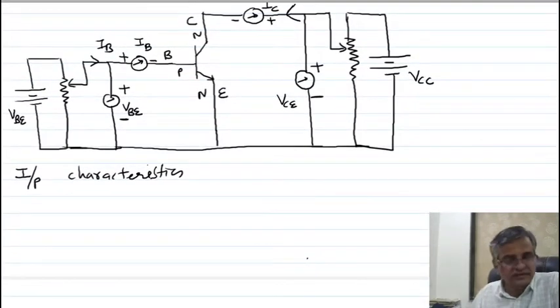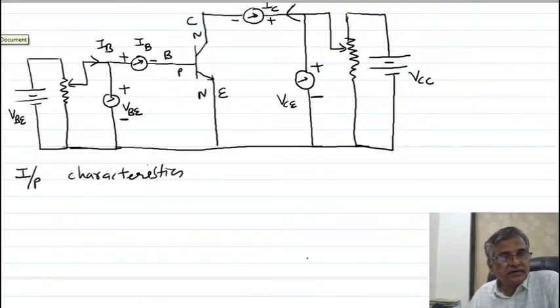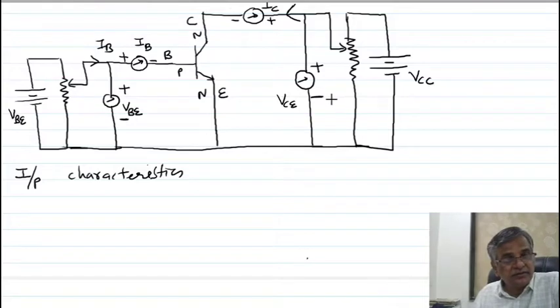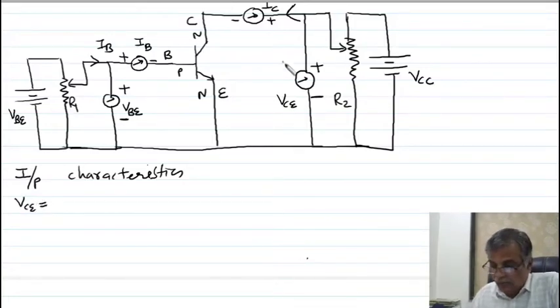Look, the method: how to take the input characteristics? Keep VC voltage fixed. Keep the output voltage fixed, constant. Let me say I am keeping 0 volt by adjusting the rheostat R2.